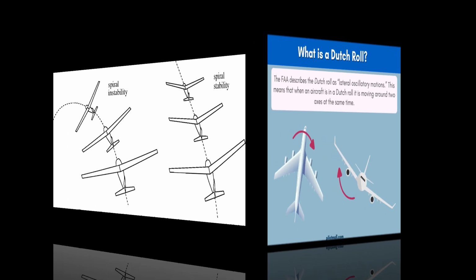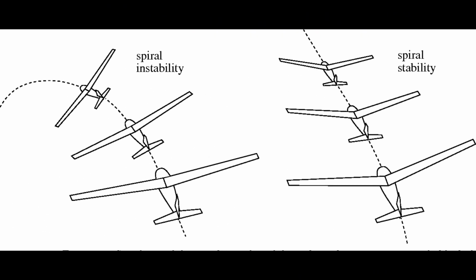Spiral instability. Spiral instability exists when the static directional stability of the aircraft is very strong as compared to the effect of its dihedral in maintaining lateral equilibrium. When the lateral equilibrium of the aircraft is disturbed by a gust of air and a side slip is introduced, the strong directional stability tends to yaw the nose into the resultant relative wind while the comparatively weak dihedral lags in restoring the lateral balance.